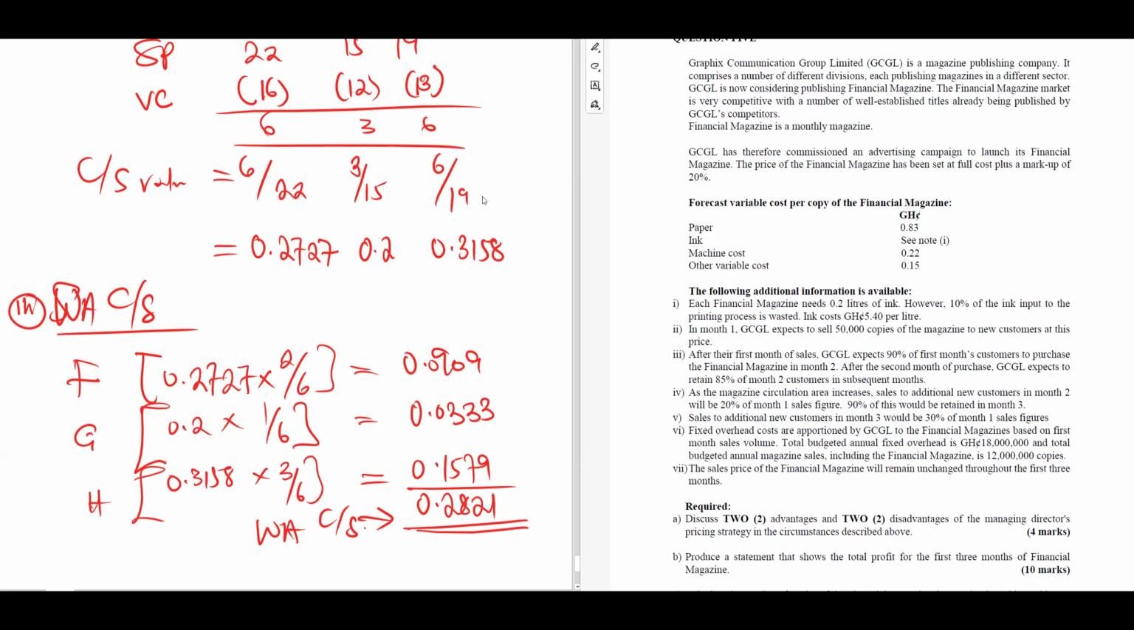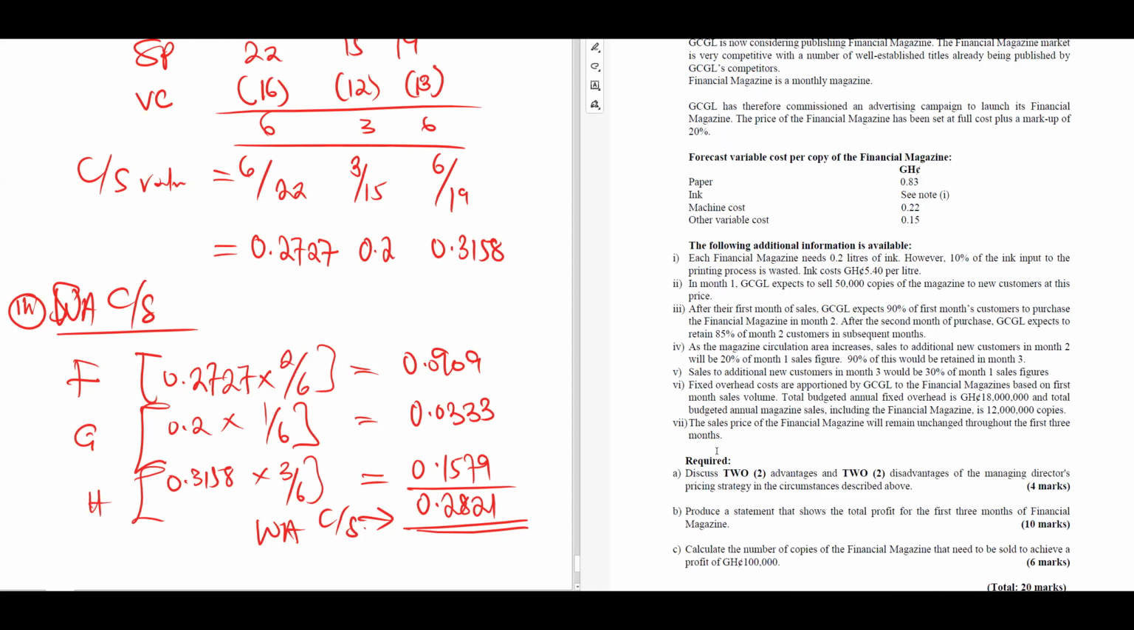That's the price, right? And the forecast variable cost per copy of the financial magazine is given. So they've given us paper 0.83. And then they have given us ink, machine cost, and other variable costs. So each financial magazine needs 0.2 liters of ink. However, 10% of the ink input is wasted. Ink cost, oh, I don't think this one is, what do we call it?